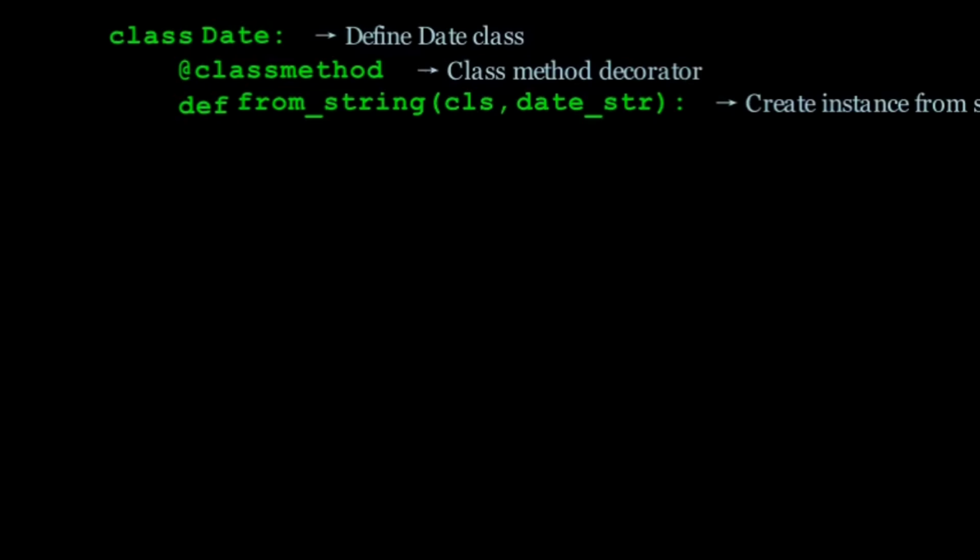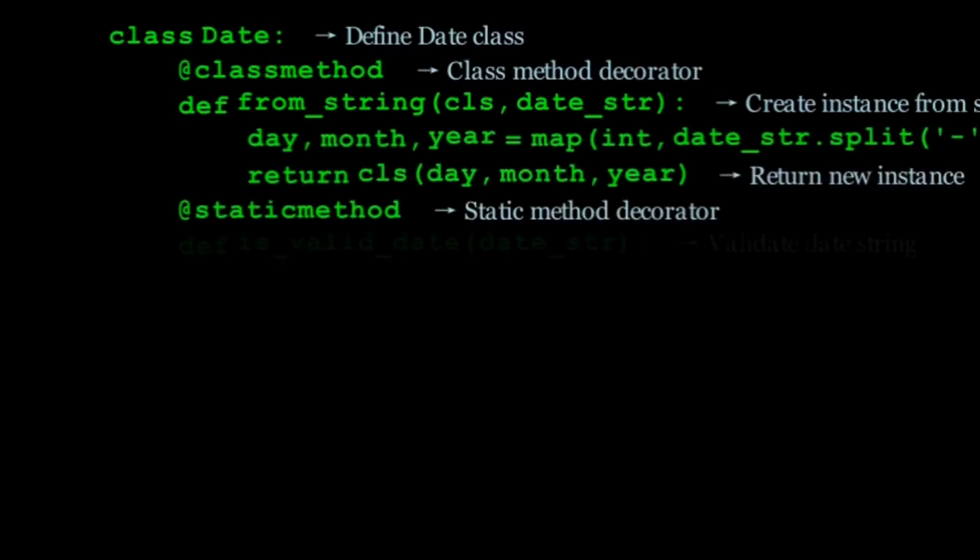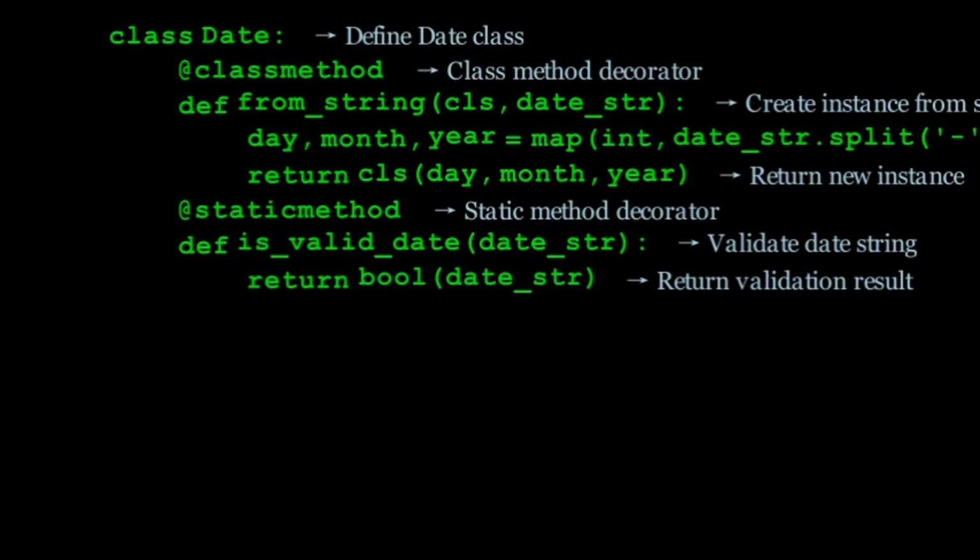Here we have a Date class with a class method from_string that creates a new Date instance from the string representation. The cls parameter refers to the class itself. We also see a static method is_valid_date that validates the date string without needing access to any instance or class attributes. And we use the @classmethod and @staticmethod decorators.